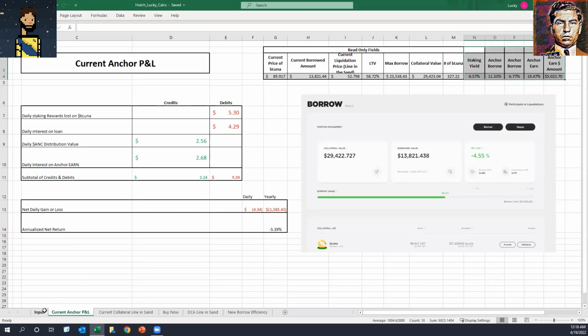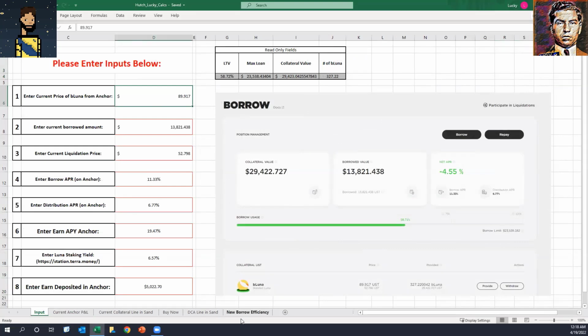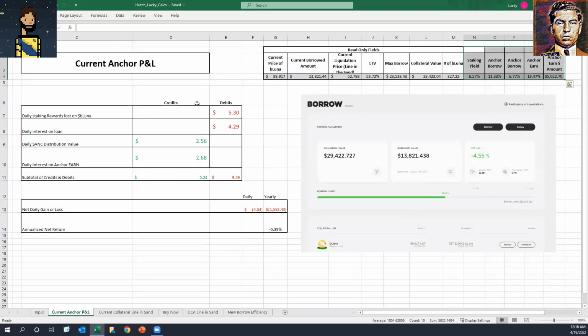And in fact, let's revisit the original inputs. Did everything we just put in there screw up the original inputs or no? No. So this always comes off of your original inputs here. Nothing that changes over the line in the sand will update this. This is always based off of the original. So current anchor P&L, let's just hit the inputs again, just so we can revisit that.